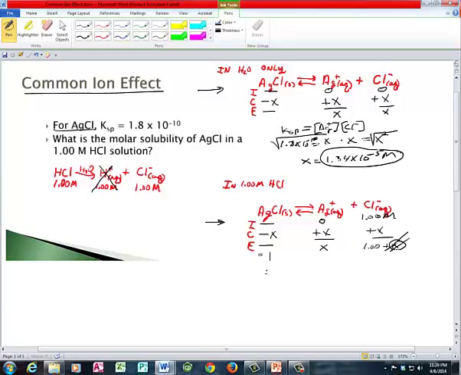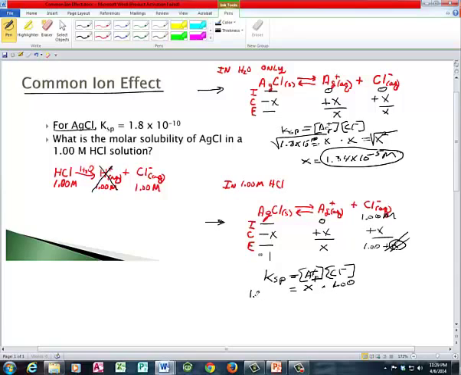Well, the X value is going to be incredibly small, particularly with a Ksp of 10 to the minus 10, so we can very confidently ignore the X value with respect to the 1 molar. We set up our Ksp expression again. Ksp is equal to the silver ion concentration times the chloride ion concentration, and we put our values in. X is the silver ion concentration, and then 1.00 molar. We have a huge amount of chloride ion, our common ion for silver chloride, already in solution.